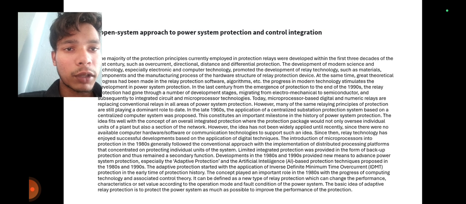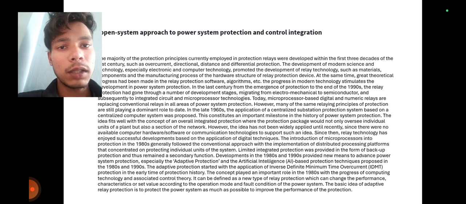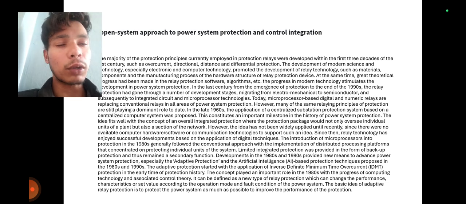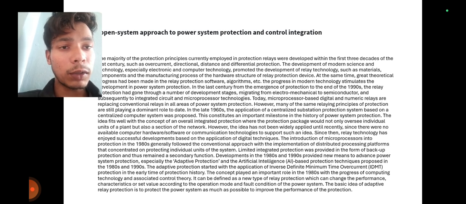The adaptive protection started with the application of inverse definite minimum time overcurrent (IDMT) protection in the early time of protection history. The concept played an important role in the 1980s with the progress of computing technology and associated control theory. It can be defined as a new type of relay protection which can change the performance characteristics or set value according to the operation mode and fault condition of the power system.